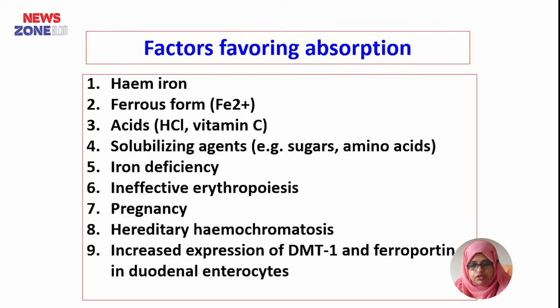What are the factors favoring iron absorption? The factors are heme iron, ferrous form, acid like hydrochloric acid, vitamin C, solubilizing agents, that is sugars and amino acids, iron deficiency, ineffective erythropoiesis, pregnancy, hereditary hemochromatosis, and increased expression of DMT1 and ferroportin in duodenal enterocyte.